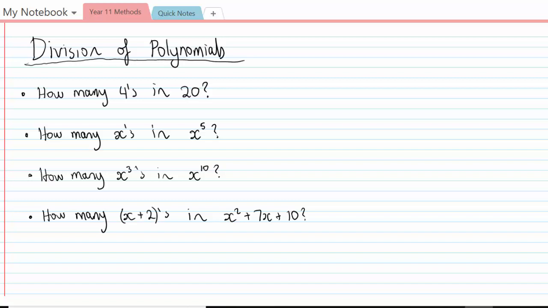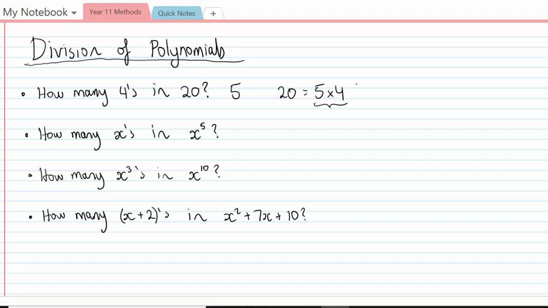Alright, so to answer these questions here, how many 4s are there in 20? Well, hopefully we all know that, right? So we know that there are 5 4s in 20. And the reason that we know that is because 20 can be written as 5 times 4. So this here literally means that there are 5 4s in 20.